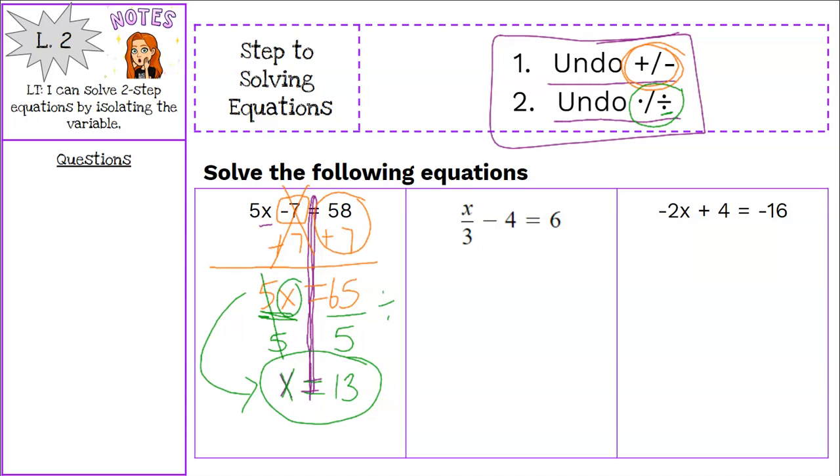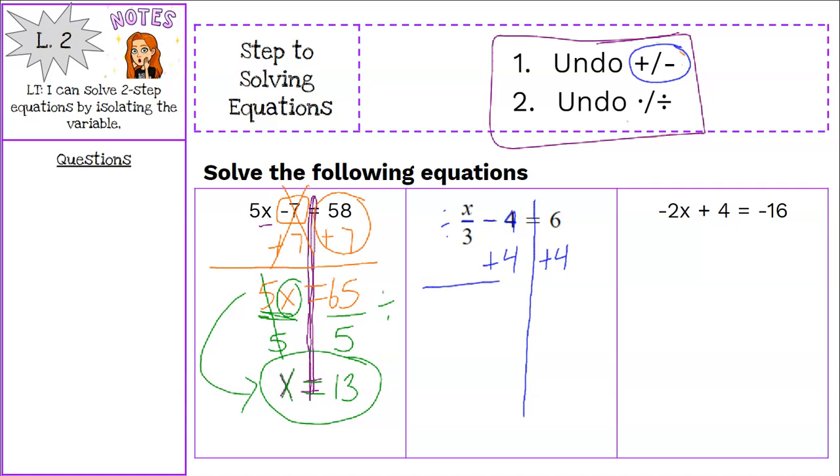Next example, we have x over 3. Remember, that means x divided by 3, minus 4 equals 6. So draw a line where your equal sign is, and we're going to go back up to our steps. So the first step is undo addition and subtraction. So we have to look, do we have addition or do we have subtraction? Well, we have minus 4. Undo that minus 4 with the opposite, which is plus 4 on both sides. Remember, whatever we do to the left side, we have to do to the right side. Got to keep the balance.